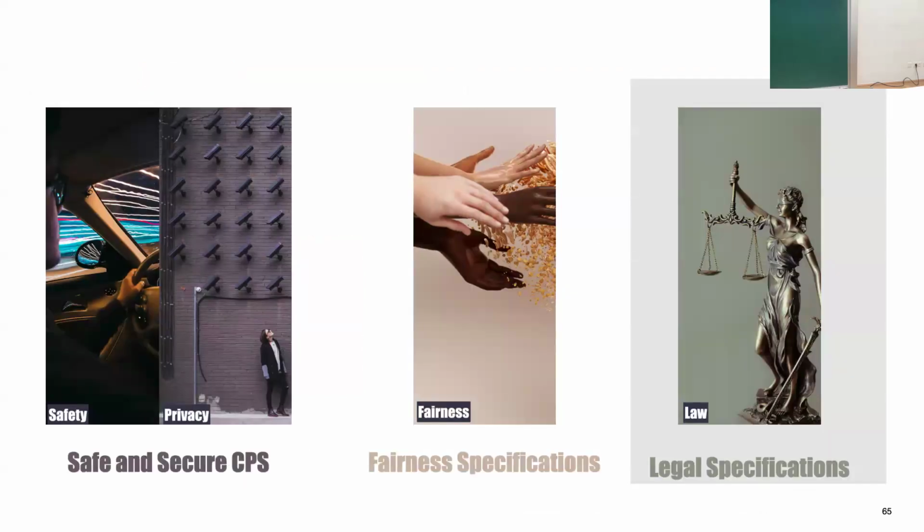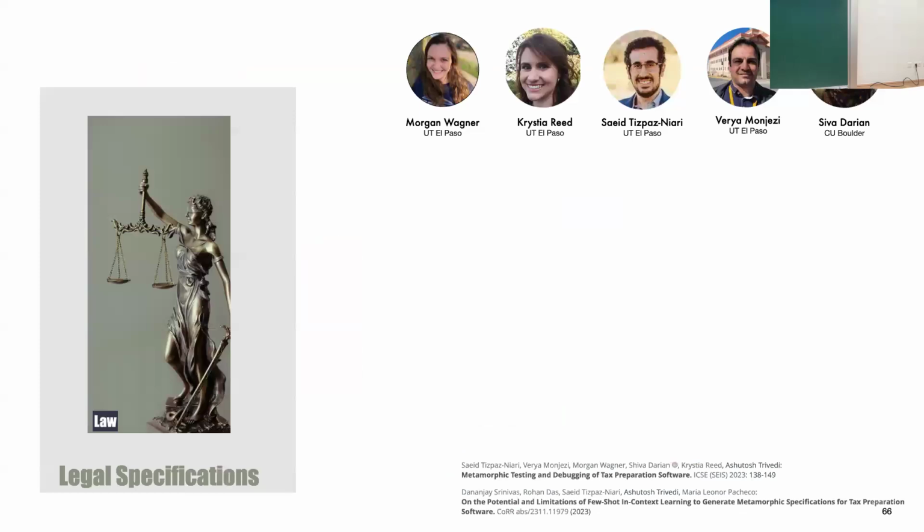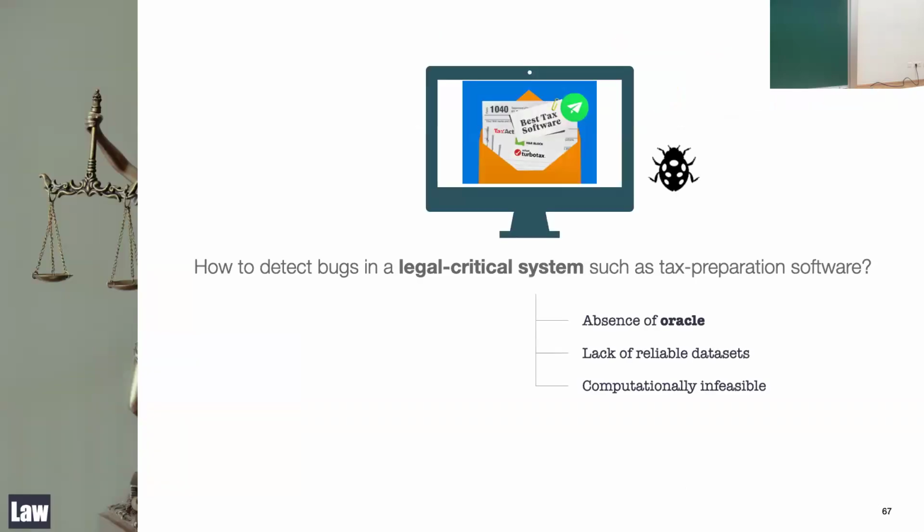Finally, I'll take 5 minutes, maybe already over, or 2 minutes, to talk about legal specifications here. We discussed this area, and we have legal experts and psychologists over there, and we have experts in designing human systems. So let's go back to the previous case. How do we detect legal critical bugs in legal critical systems?